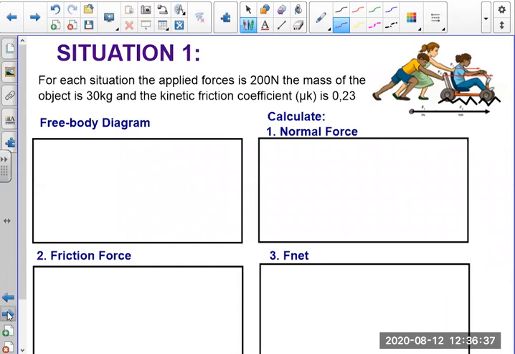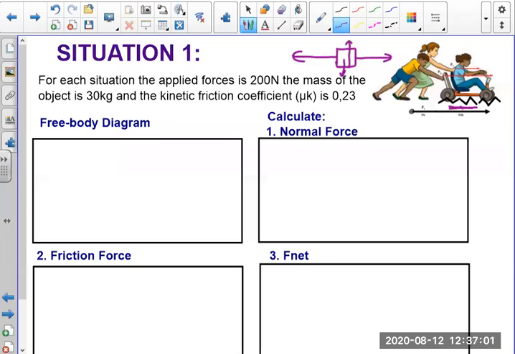The first situation is where we have only an object. So let's make that go-kart a block. Only an object. There's an applied force. Can you see it's a rough surface? So there will be a friction force, and that is the only external forces. And then, of course, we will have a gravitation force and a normal force.